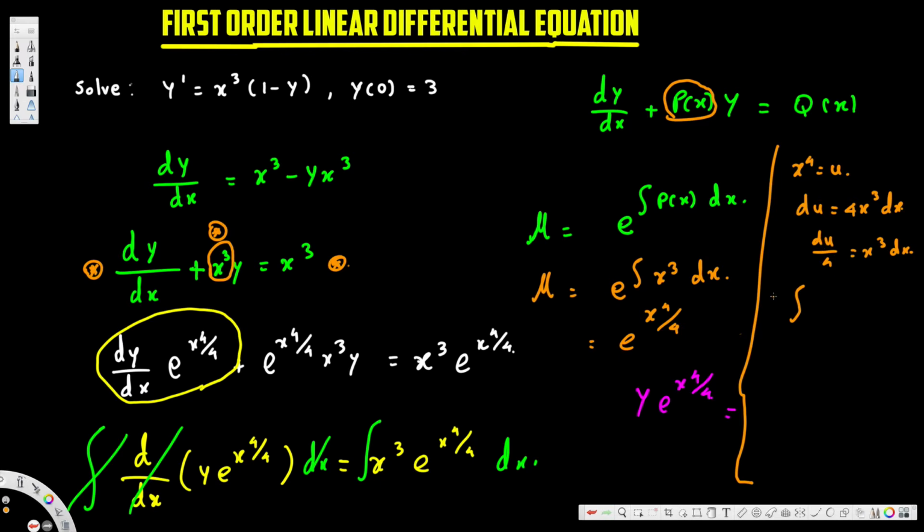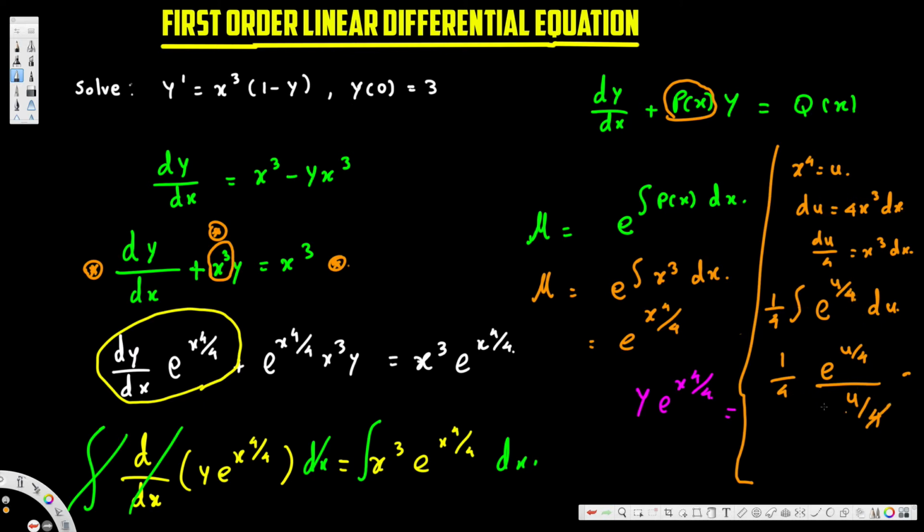1 over 4 is a constant, so I can move that to the front. Then we put du right here, and we know that x power 4 is equal to u. So I put e power u divided by 4. Now when we do the integration of e power something, e power doesn't change, but we have to divide by the derivative of the power, and that's it.